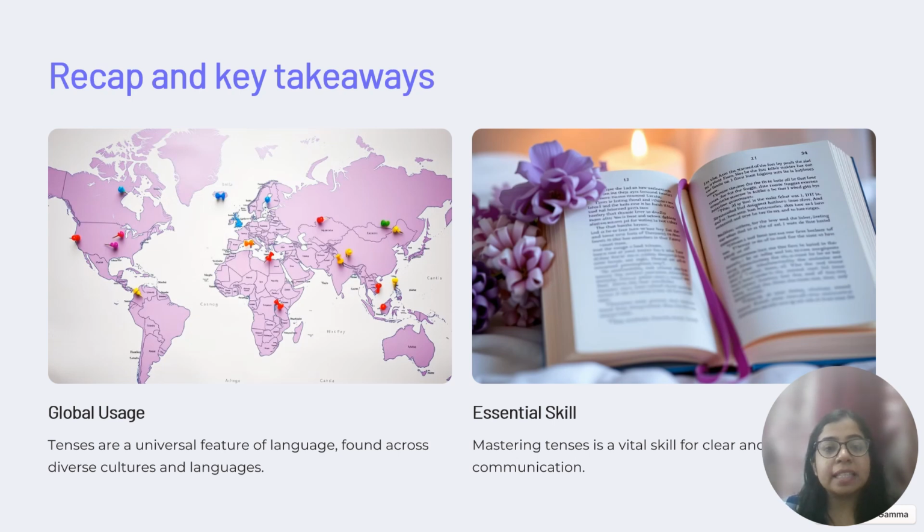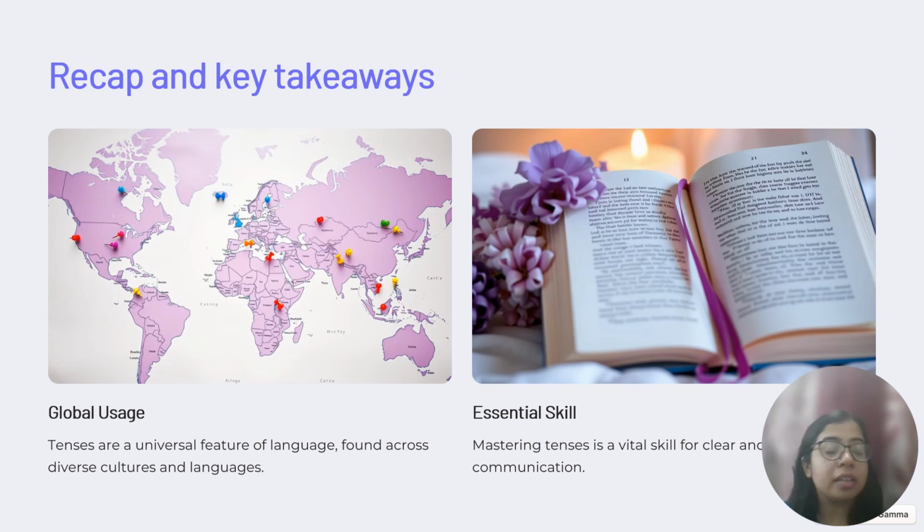So tenses are for global usage and are an essential skill. Tenses are a universal feature of language found across diverse cultures and languages. So when we are talking about tenses, we already know that it is in every language, in every culture, and of course it has to be, because without tenses you would not know when things are happening or when things will happen. Okay.